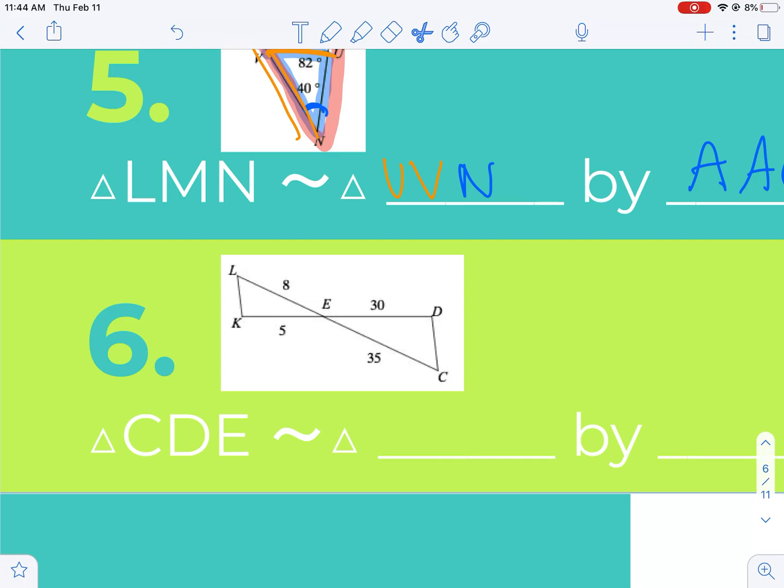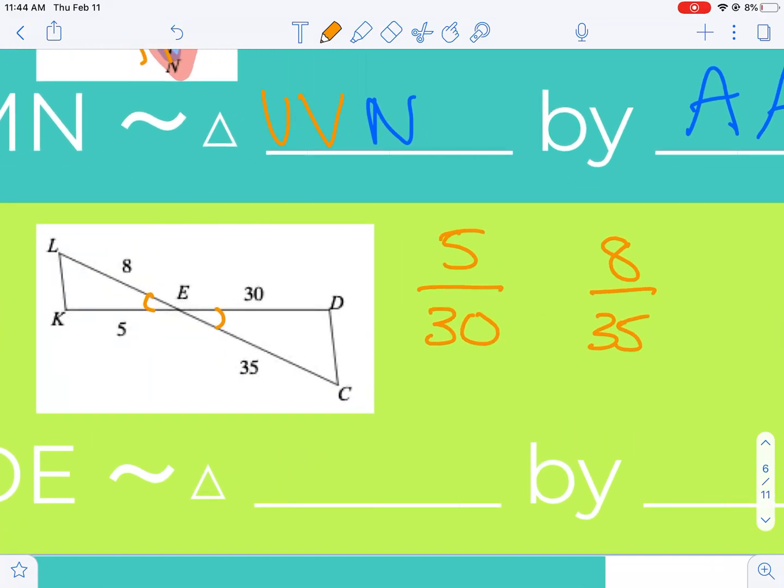On this last piece, I'm going to check to see, I've got my vertical angles here. So I'm tempted to say, ooh, it's side angle side. And I've got 5 over 30. And then I've got 8 over 35. And if those are equivalent, then I can use side angle side.